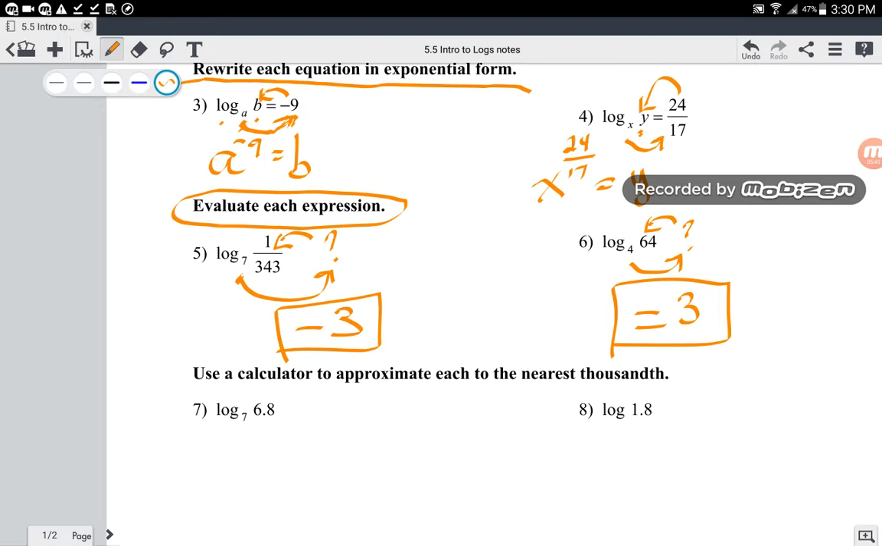Last thing I have to show you is using a calculator. I'll show you number 8 because your calculator, it'll do two types of logarithms. It'll do log, and then it has another one, it's ln for natural log. Those are the only two that you have buttons for. So if you want to evaluate log of 1.8 in your calculator, do that. Log 1.8, enter. And I get approximately 0.2553.